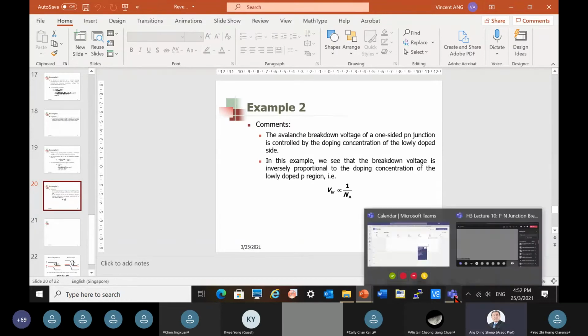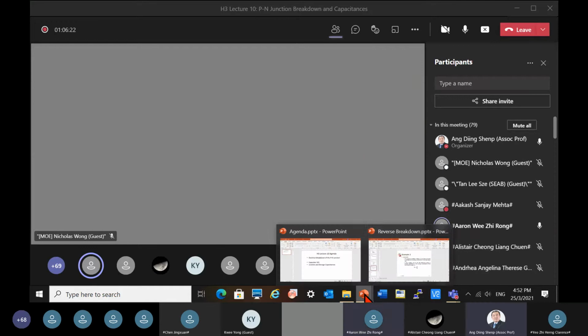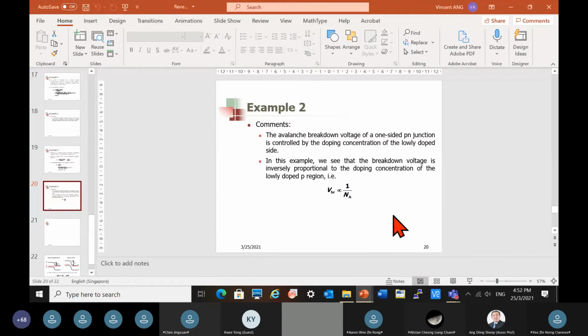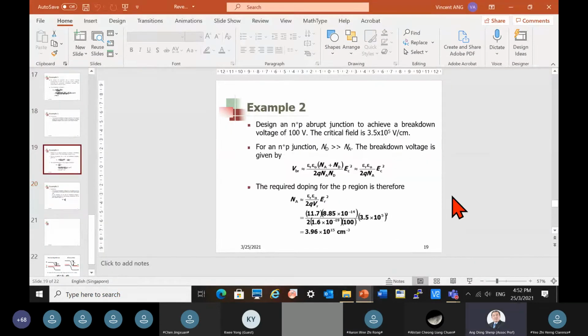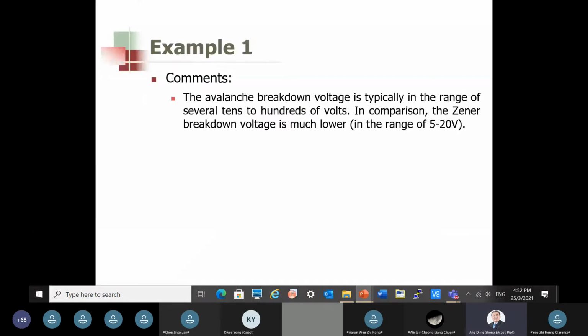Hi, Prof. Two questions. Does that mean all diodes will go through Zener breakdown before going into avalanche breakdown? Okay, so your question is, does that mean all diodes will go through Zener breakdown before avalanche breakdown, which means that avalanche breakdown is not relevant because all diodes will eventually break down earlier due to Zener breakdown.